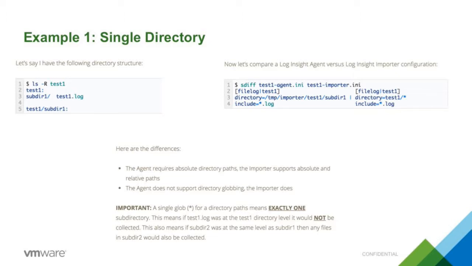So do note that globbing, in the case of the directory, we support single asterisk or double asterisk. Single asterisk means only that directory, no subdirectories. Double asterisk, I'll show in a second, actually supports subdirectories as well.